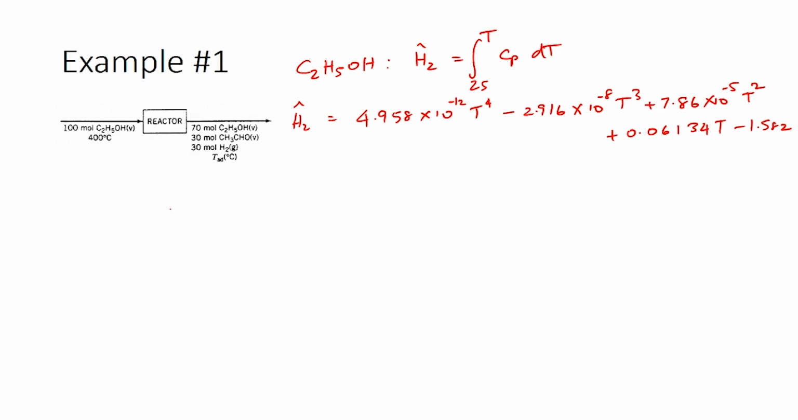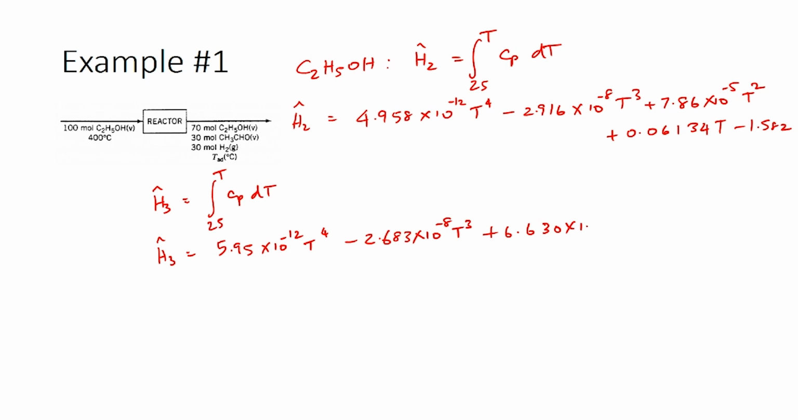So, if you were to calculate the value for H3 cap, which is basically heating of acetaldehyde vapor from 25 degrees Celsius to T degree Celsius, you have this as the integral from 25 to T of Cp of acetaldehyde dT, and using this you get H3 cap is equal to 5.95 times 10 power minus 12 T power 4 minus 2.683 times 10 power minus 8 T cube plus 6.630 times 10 power minus 5 T squared plus 0.05048 T minus 1.303.